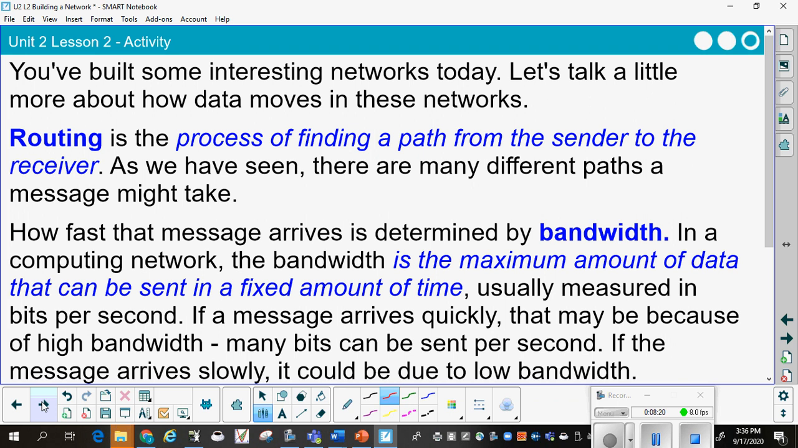How fast a message arrives is determined by bandwidth. In a computing network, the bandwidth is the maximum amount of data that can be sent in a fixed amount of time. This is usually measured in bits per second. If a message arrives quickly, that may be because of high bandwidth. Many bits can be sent per second. If the message arrives slowly, it could be due to low bandwidth. That's because very few bits can be sent per second. So here are 2 definitions, routing and bandwidth. Pause the video if you need a moment to take those down.